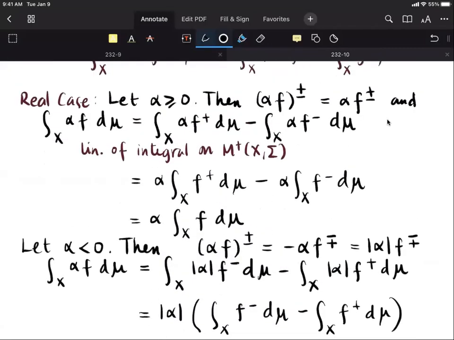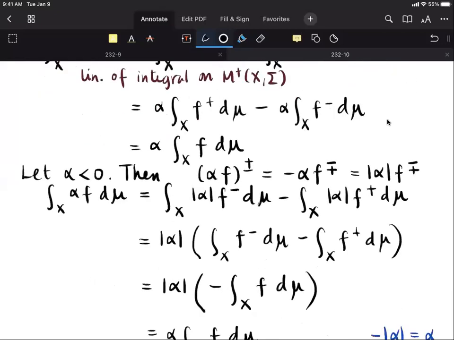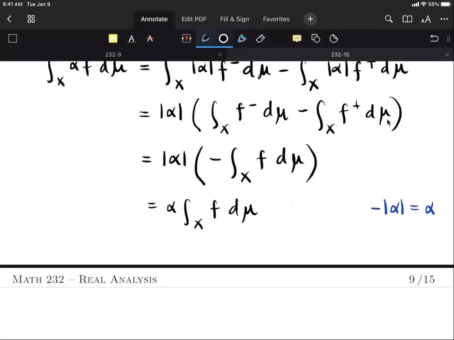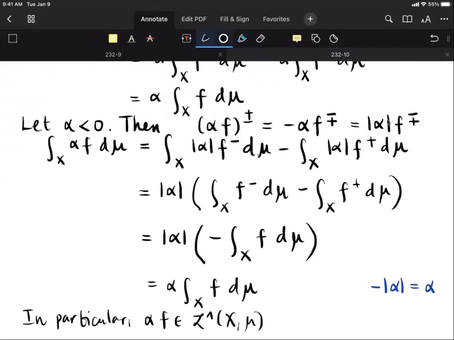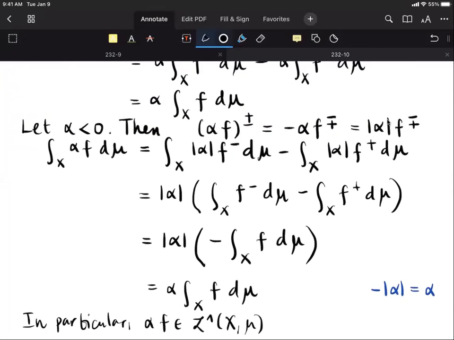So from here, it follows, in particular, that alpha f is also integrable, since the right-hand side is finite.